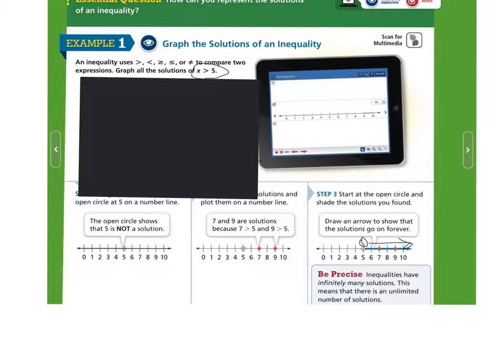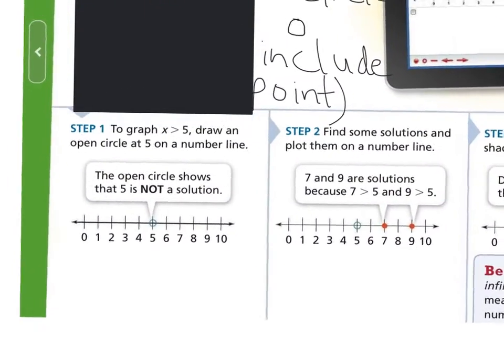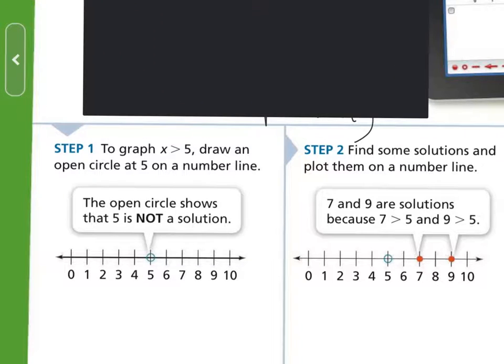So example 1, inequalities use these symbols to compare two expressions. Graph all the solutions of x is greater than 5. So if we want something greater than 5, we're going to do this a little bit differently than the book is doing. One thing we're going to do, though, x is greater than 5, we're going to put an open circle on the number line. We're actually going to put ours above the number line rather than on it like the book is doing. The open circle is indicating that it's not including 5. Does not include 5, it's an open circle.